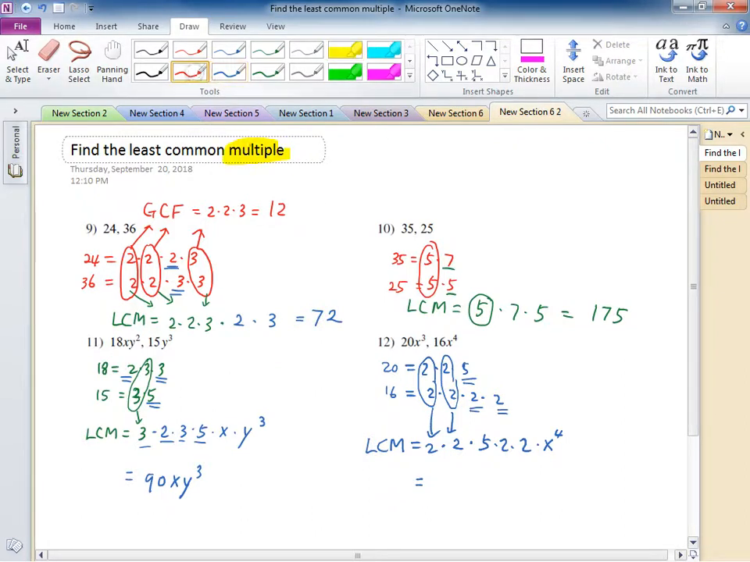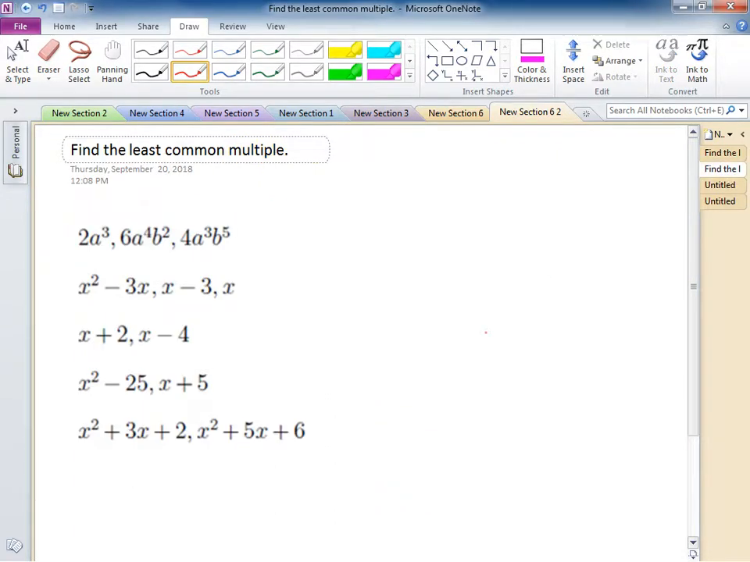So let's put them all together. 2 times 5, 10. 2 times 2 times 2, 8, 80. X to the fourth power. Okay? So we talked about numbers and monomials. And actually today's lesson is with binomials. So let's look at the binomial case.